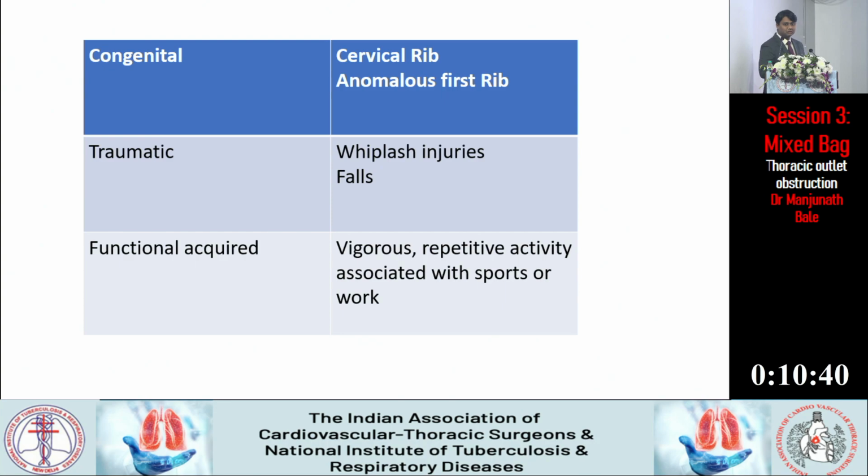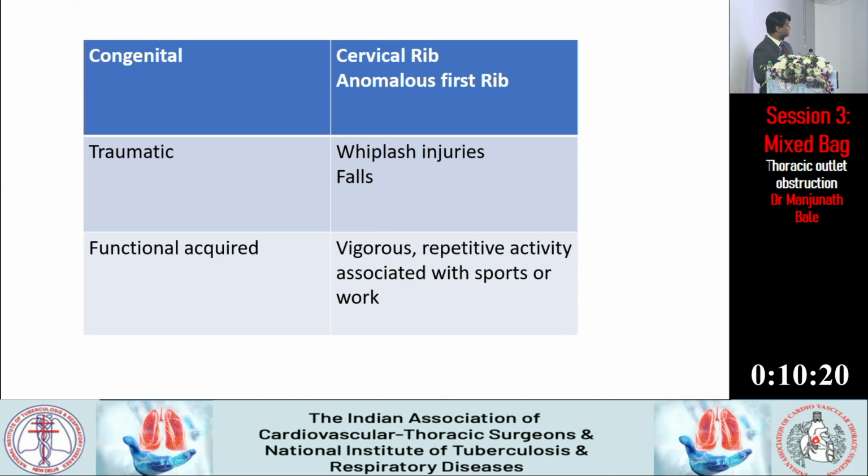Congenital, most commonly what we see is cervical rib and anomalous first rib. These are the two most common conditions. There are other conditions also. Traumatic, you have whiplash injuries and falls. And most importantly, when there is an injury, not only the injury but also the healing process can cause troubles, which can also cause thoracic outlet syndrome.